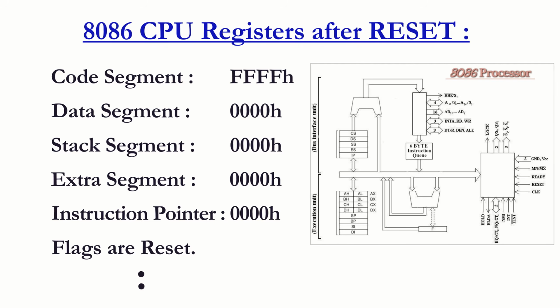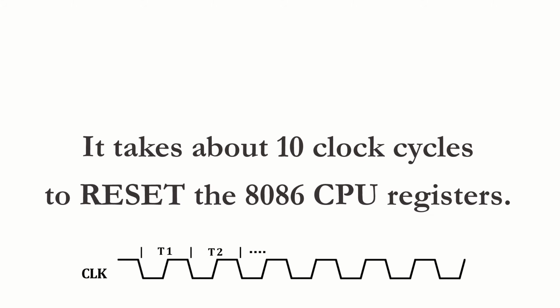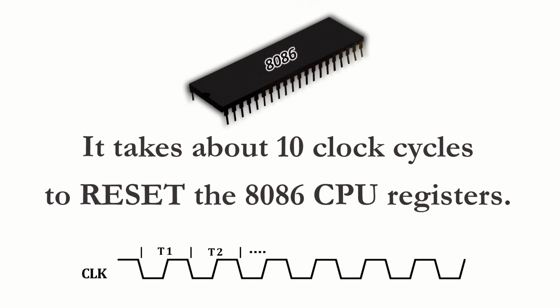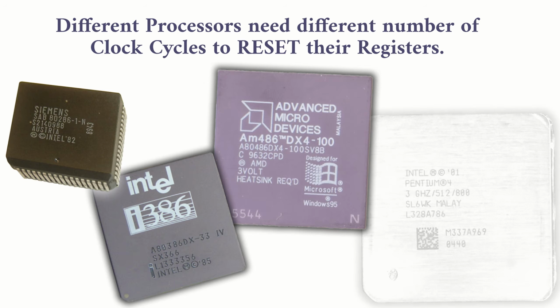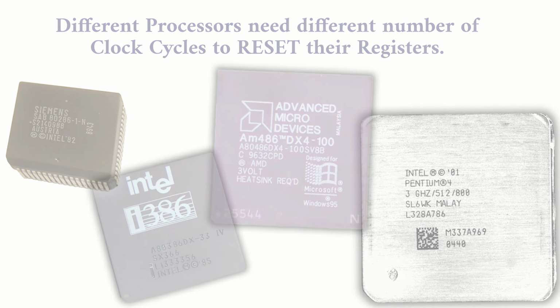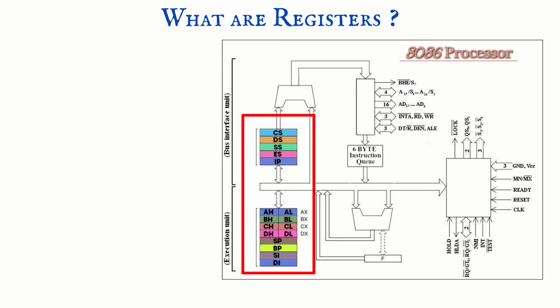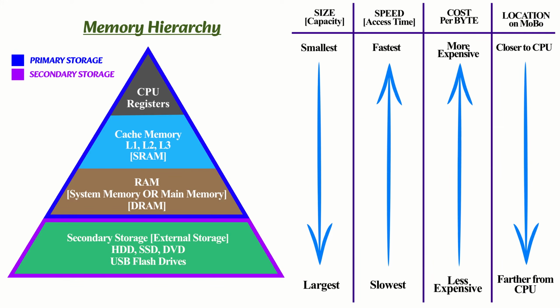The 8086 CPU registers are set to the following values. It takes about 10 clock cycles to reset the 8086 CPU registers. The number of registers varies from processor to processor, so each processor will need a different number of clock cycles. Registers are in a way similar to RAM. They are used to store data temporarily, but extremely small in capacity and extremely fast compared to RAM. You can pause and read here if you'd like.